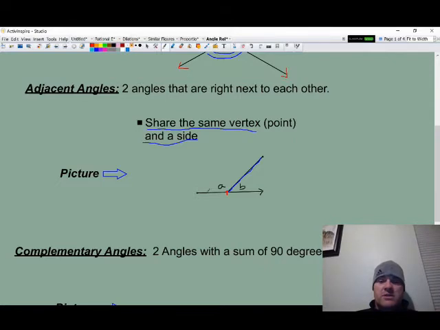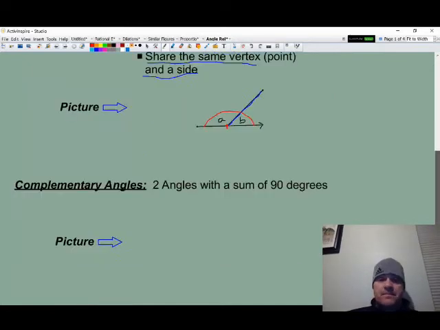Just for a little side note, if you want to write this down, go ahead, because we will use this when we talk about supplementary angles. In a straight line, there is 180 degrees, because that's half of a circle. A circle is 360, so a straight line is half of a circle, which is 180 degrees. So if I wanted to write an equation, A plus B equals 180 degrees, because they form a straight line.